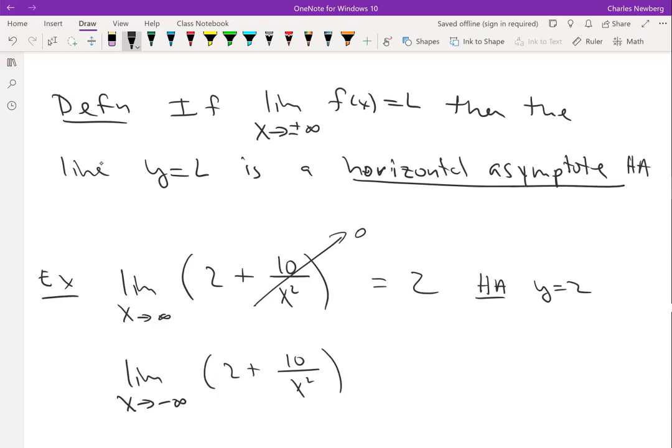You take 10 and divide it by a number that gets bigger and bigger, and the square would make that what? A positive number, right? Negative squared is positive. So that's still going to 0, and that limit is still what? 2. So we have a horizontal asymptote also going out to what? Negative infinity is left, positive infinity is right. So we should see it leveling out to y equals 2, either below or above, or it could even cross a little bit.